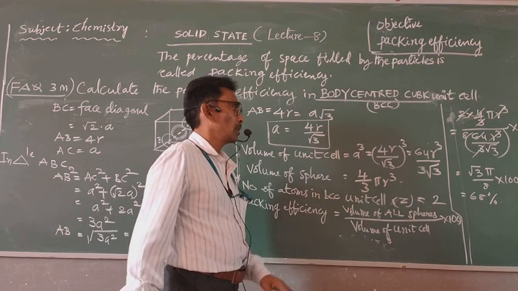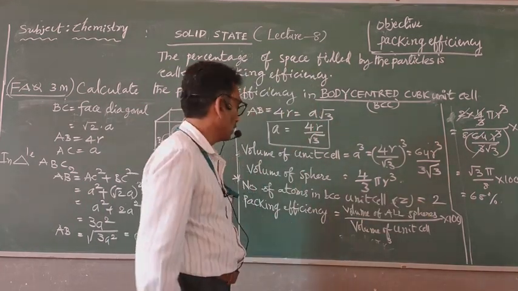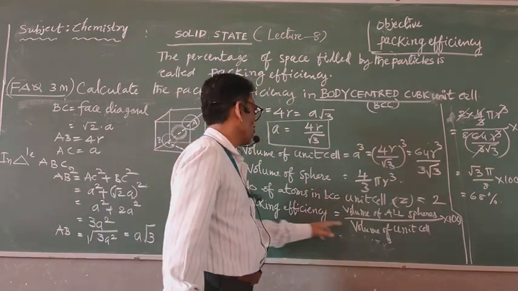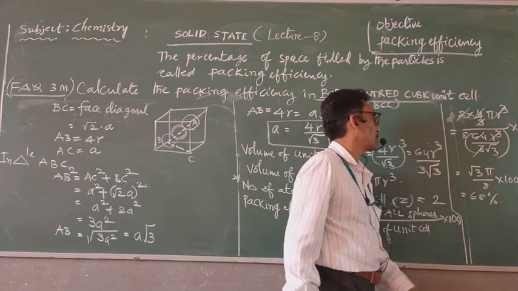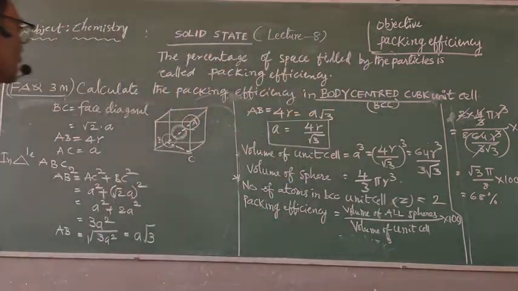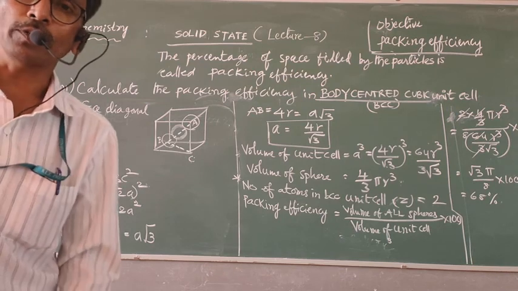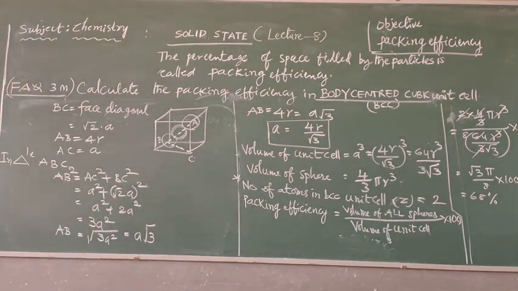Number of atoms, that is remembered by the student as 2, and packing efficiency is a formula everyone should write. Some students fail to write the formula and substitution, that is not correct. So after substitution you will have root 3 pi by 8 into 100, that is 68%. That is end of another question: calculate the packing efficiency in body centered cubic unit cell. These three are important towards Karnataka state students who are studying towards board examination.